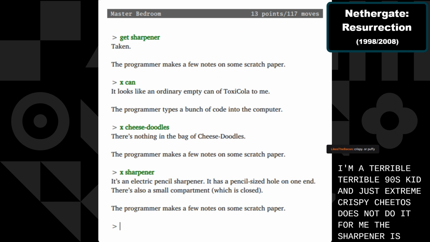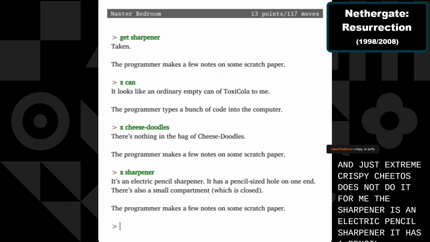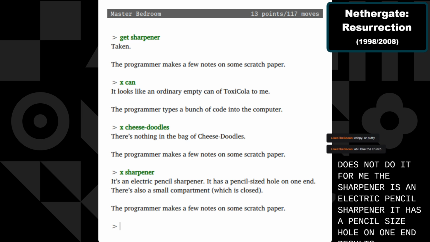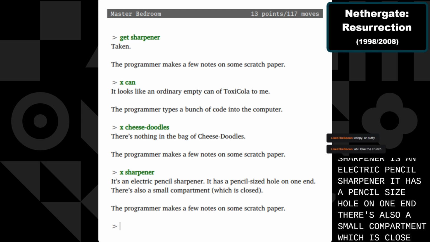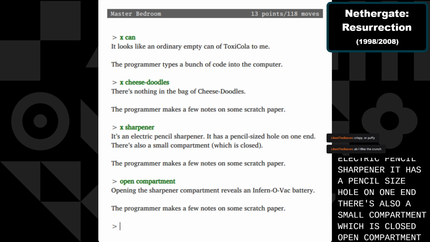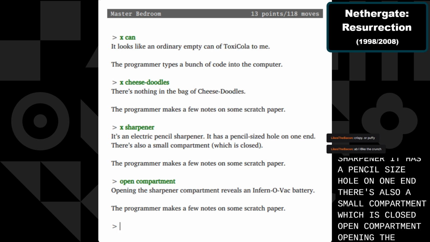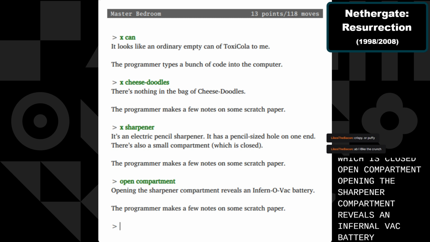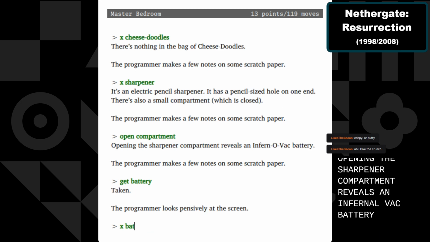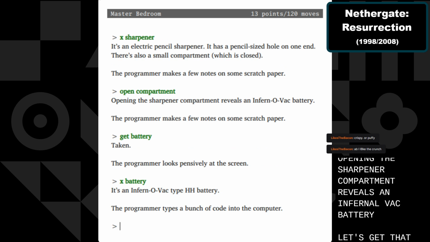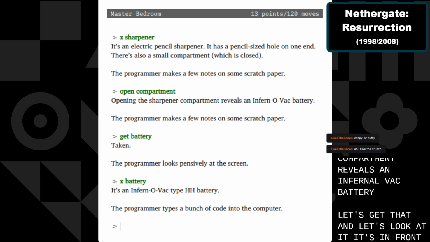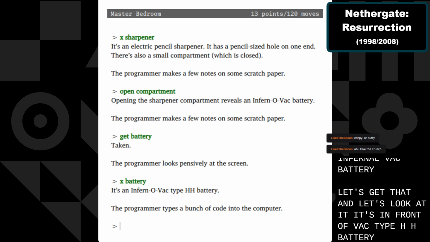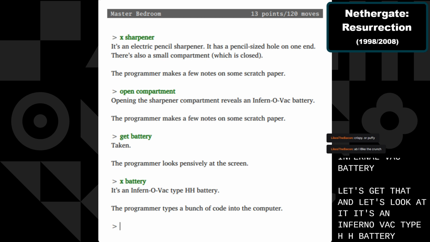The sharpener is an electric pencil sharpener. It has a pencil-sized hole on one end. There's also a small compartment, which is closed. Open compartment. Opening the sharpener compartment reveals an Inferno Vac battery. All right, let's get that and let's look at it. It's an Inferno Vac type HH battery. Interesting.